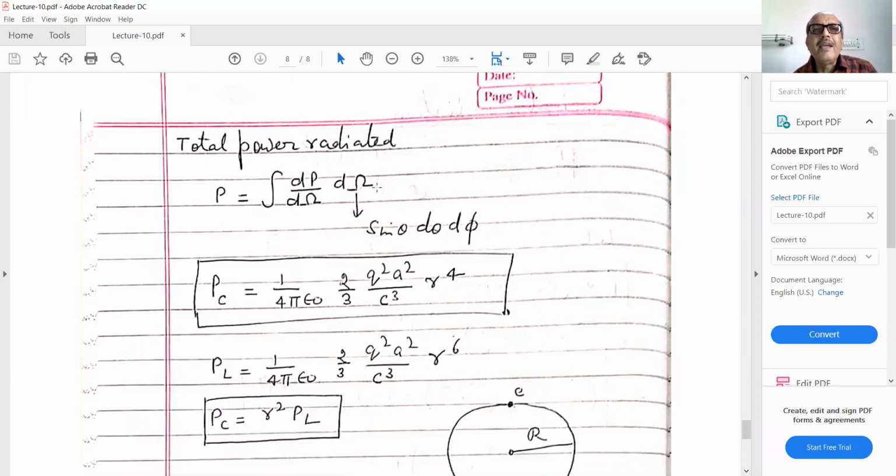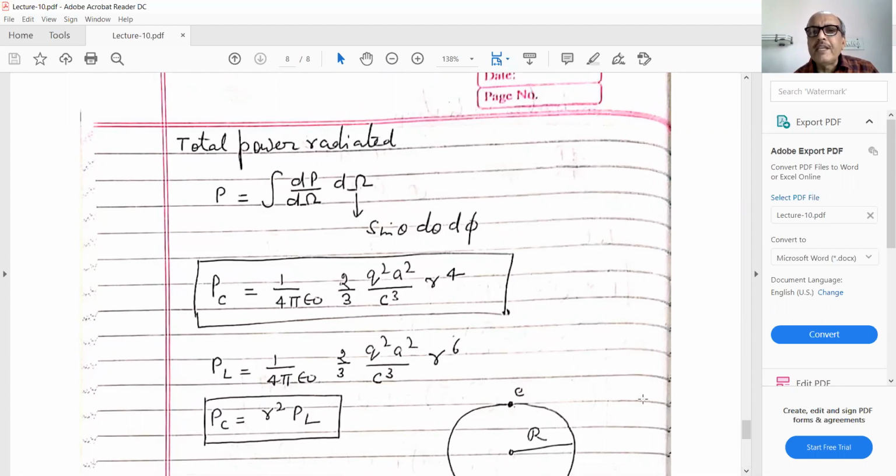So here, you just have to realize that the calculation of this integral is difficult, because it involves sine theta and cos theta both, but it's not impossible.